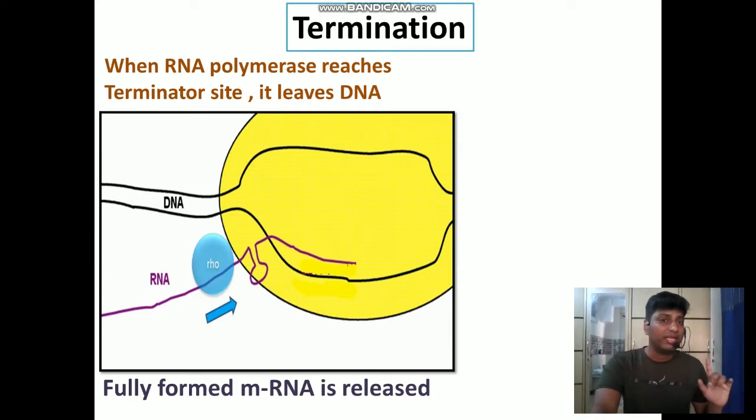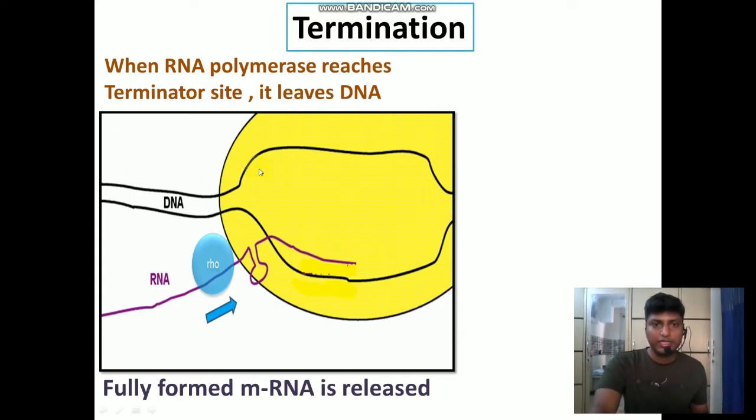Okay, but now in case of prokaryotes, dear students, remember there is one factor also which helps in the termination, and this particular factor is called the Rho factor. So the Rho factor helps the RNA polymerase to recognize the terminator site.